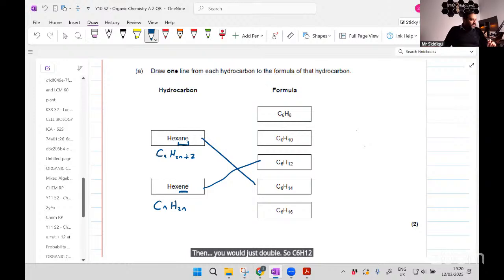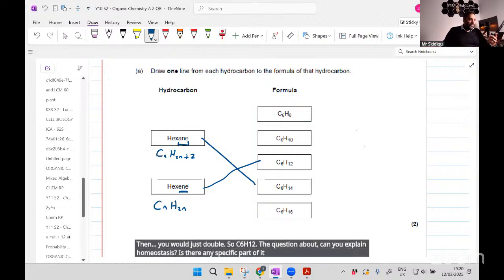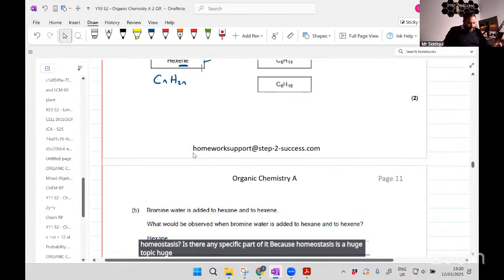The question about can you explain homeostasis? Is there any specific part of it? Because homeostasis is a huge topic, huge. So any specific part of it would be helpful.